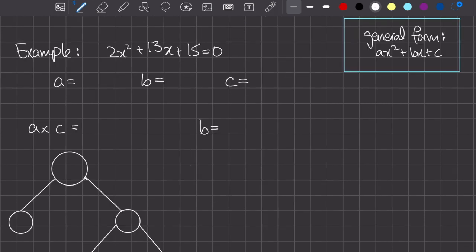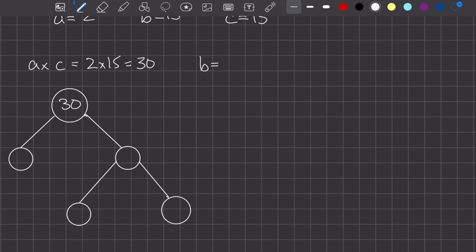Okay, so let's try the example. 2x squared plus 13x plus 15 equal to 0. First, we identify the numbers a equals 2, b equals 13, and c equals 15. Additionally, a times c equals 2 times 15, or 30. Now we move on to listing the factors of 30. First, we can divide by 2, and that leaves us with 15. Next, we will divide by 3 and be left with 5. Therefore, the prime factors are 2, 3, and 5.